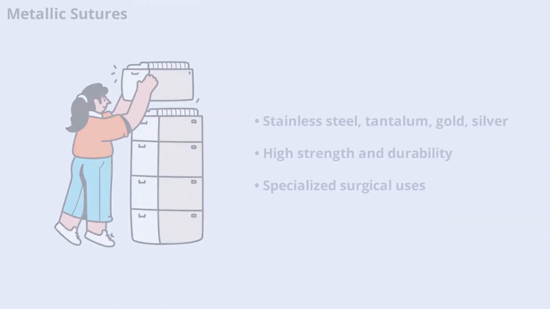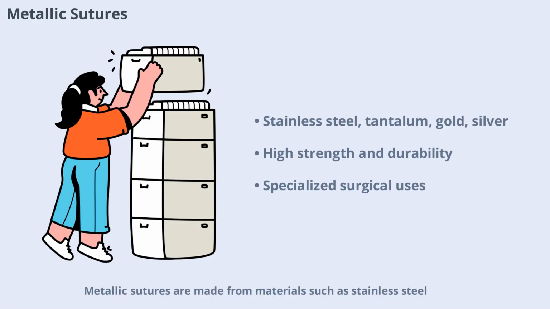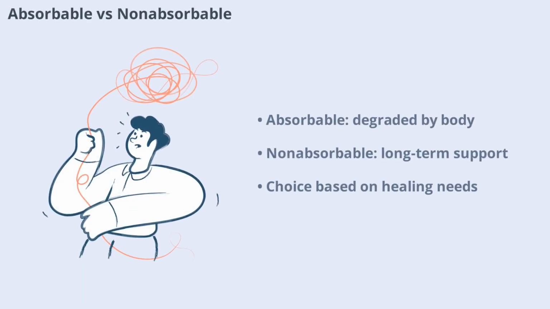Metallic sutures are made from materials such as stainless steel, tantalum, gold, and silver. These sutures are used in specialized situations where high strength and durability are required, such as orthopedic or cardiovascular surgeries. Metallic sutures are non-absorbable and provide excellent support, but their rigidity can sometimes cause discomfort or tissue irritation. Their unique properties make them indispensable in certain surgical fields. The distinction between absorbable and non-absorbable sutures is fundamental in surgical practice.